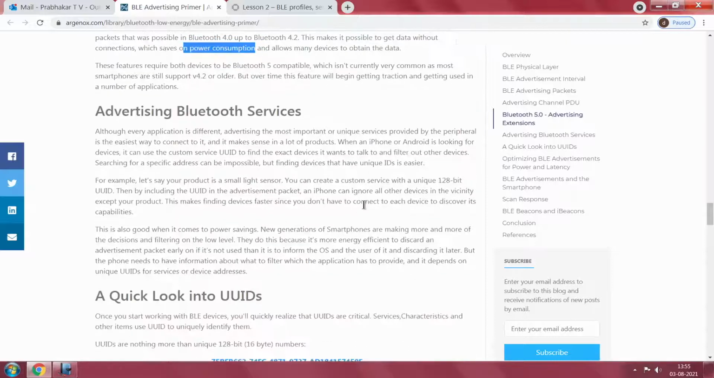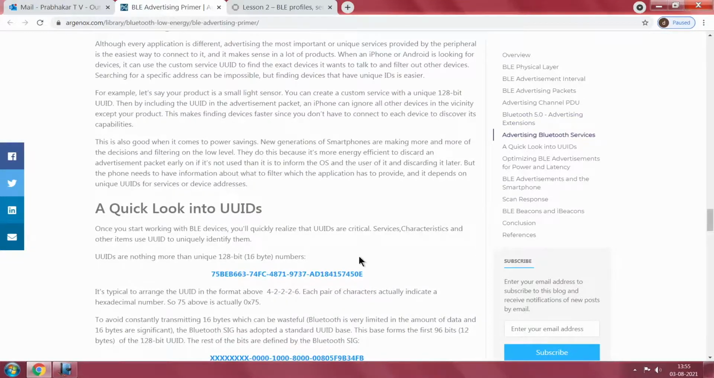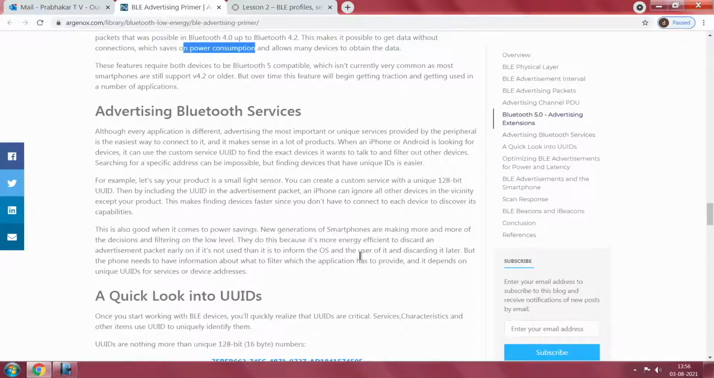Now advertising Bluetooth services, you may want to look up UUIDs, because that is where the different profiles and different services are clearly defined, and we will go into the details of that. But before that there are Bluetooth services which iPhone and Android are looking for in devices which are trying to connect to them.